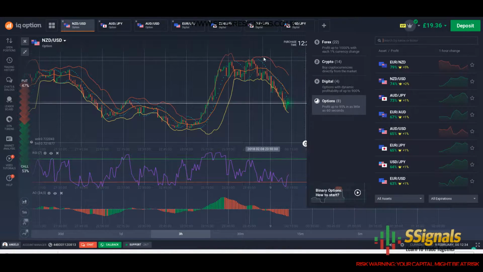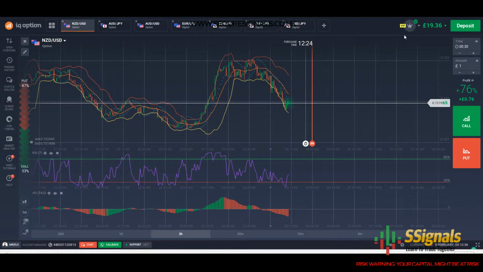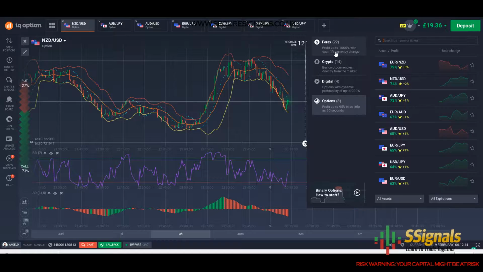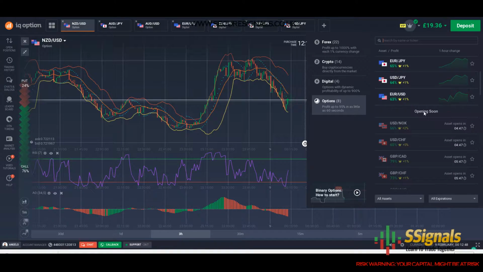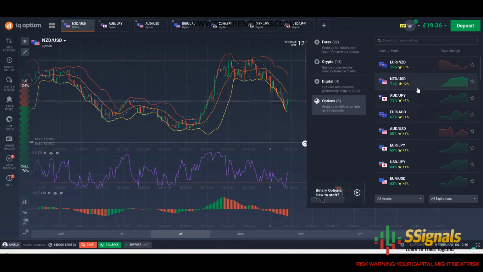Okay, so welcome back to day 3 of the SecureSignals challenge, the £20 challenge. I'm just going to look at the pairs, and as you can see, there's not the best payouts right now. They should be going up soon, I reckon, but yeah, it's in the 60s and low 70s.